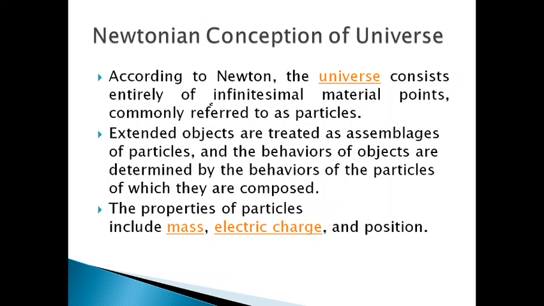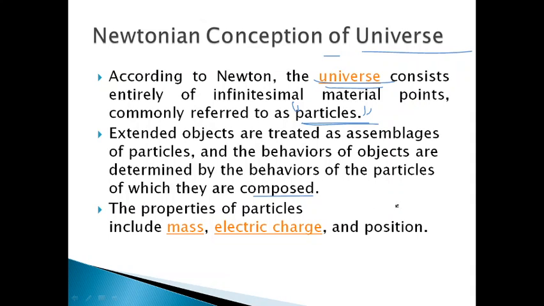Now let us discuss the Newtonian conception of the universe, the idea of how Newton tried to explain the working of the universe. According to Newton, the universe consists of infinitesimal material points commonly referred to as particles. The working of the universe was explained in terms of the motion of these particles. Extended objects are treated as assemblages of particles, and the behaviors of objects are determined by the behaviors of the particles of which they are composed.